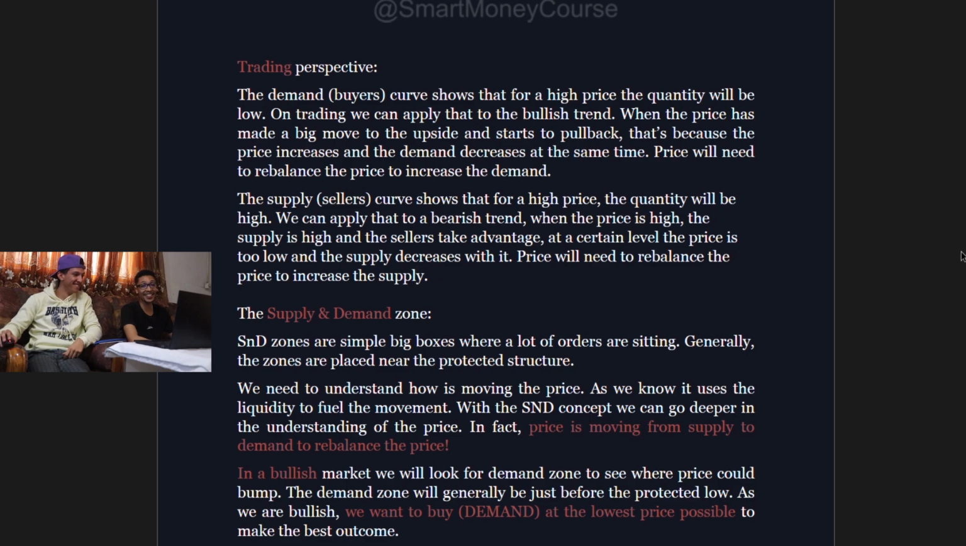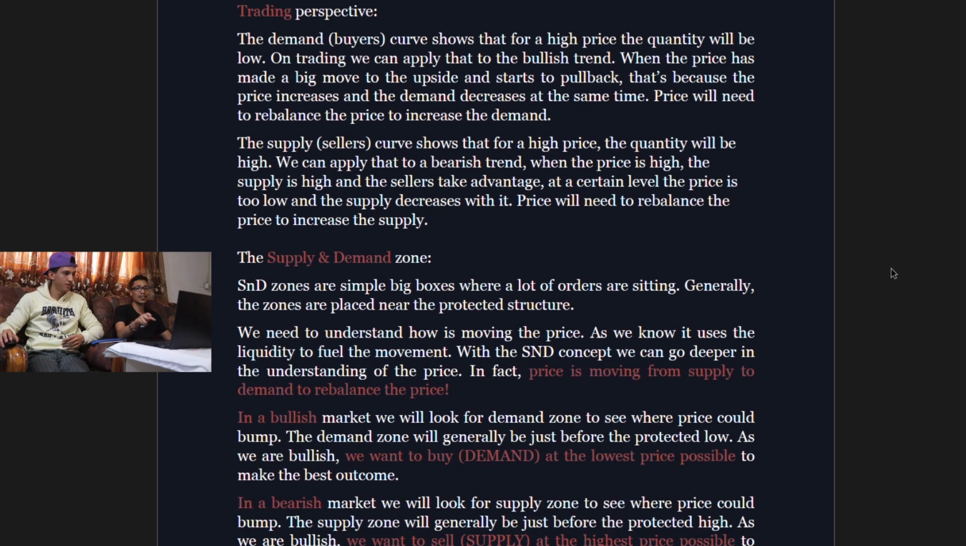The supply sellers curve shows that for a high price, the quantity will be high, where we can apply that to a bearish trend. When the price is high, the supply is high, and the sellers take advantage. At a certain level, the price is too low and the supply decreases with it. Price will need to rebalance to increase the supply. Okay. See, there's a tongue twister saying price so many times.